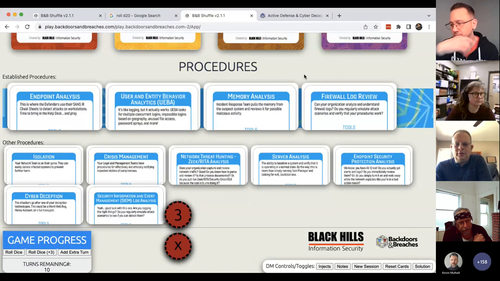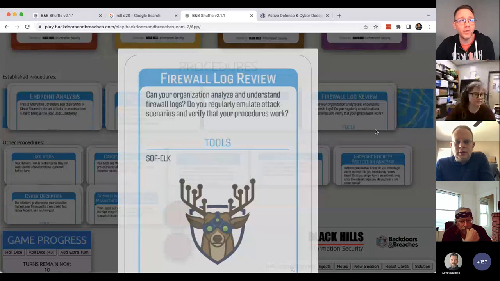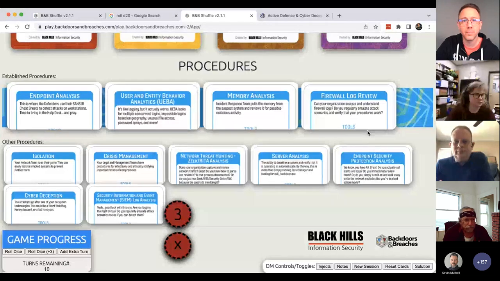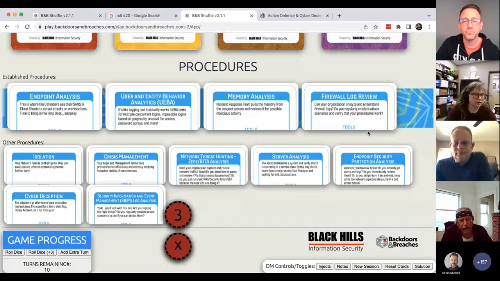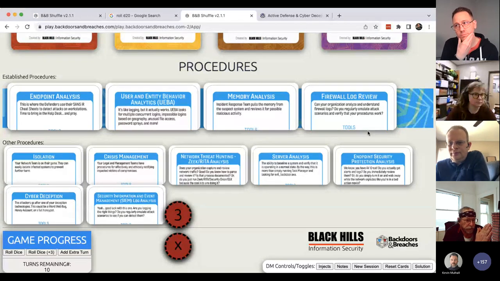I'm thinking firewall. I would check my network logs. Okay. So Mark and Mark were kind of in the same place. You had either network threat hunting, so your network traffic, or firewall log review. You can parse that into a database, and you can look for similarities that would be potential sources.